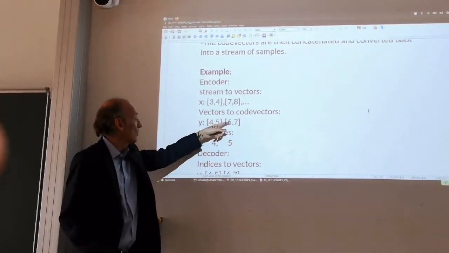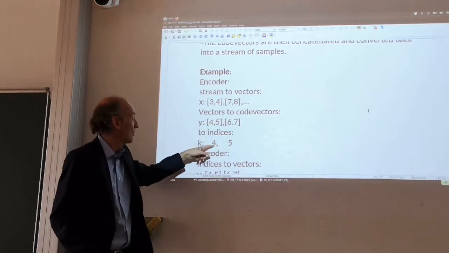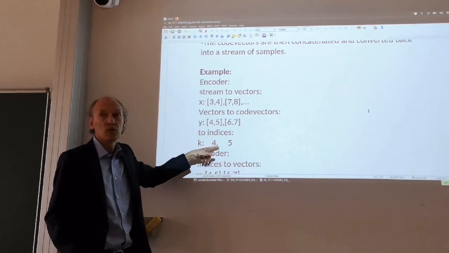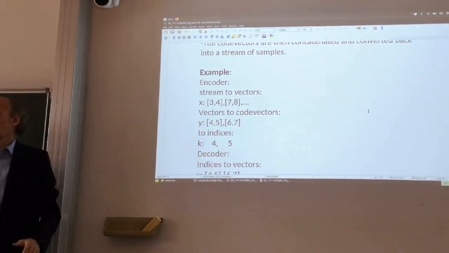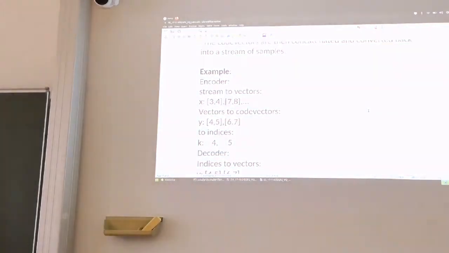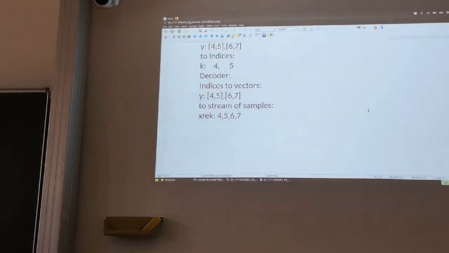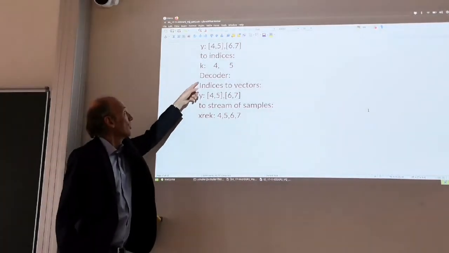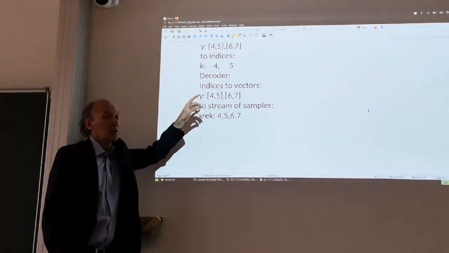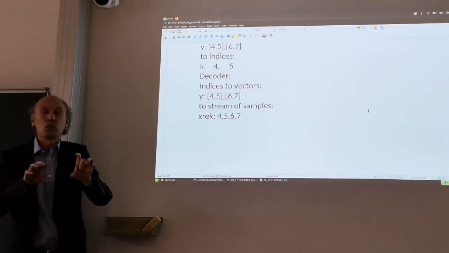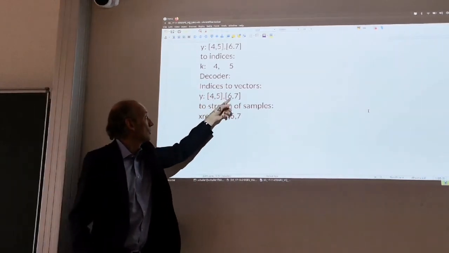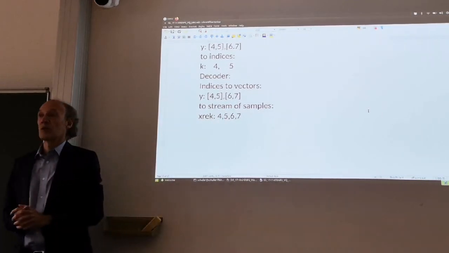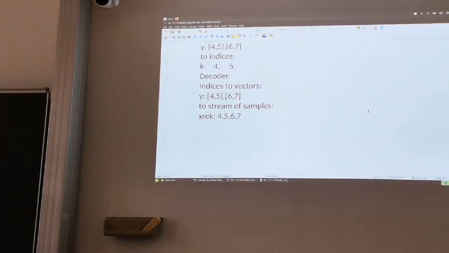And these vectors now have indices. So instead of these values, we just transmit those indices, in this case 4 and 5. And these indices are usually much shorter than the vectors itself. Then the decoder has the same codebook. It takes the indices in the table lookup, where the codebook is stored, and obtains these vectors here. And then it just concatenates these vectors to get the reconstructed sequence of samples.